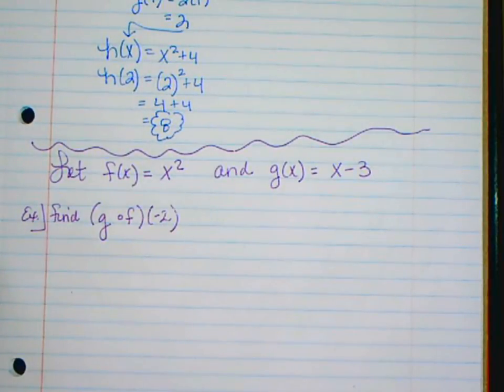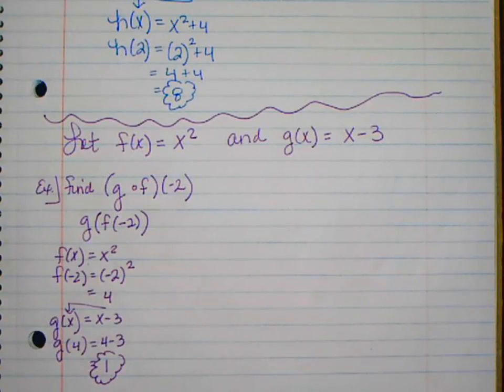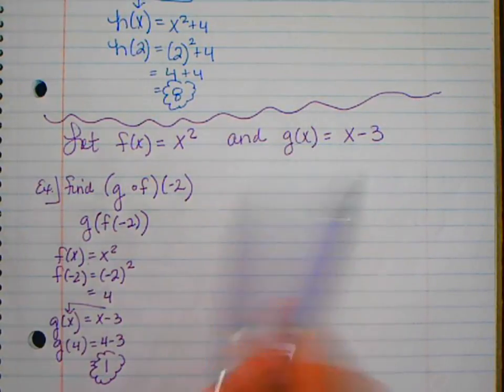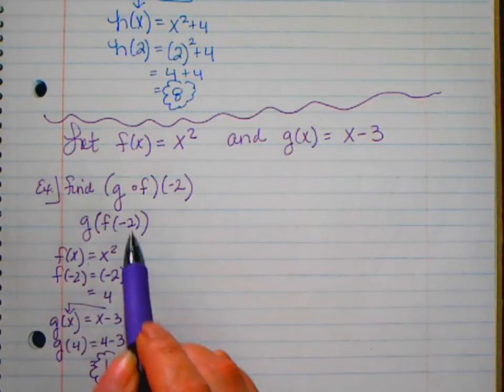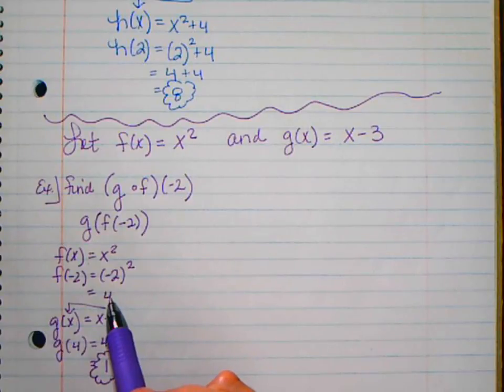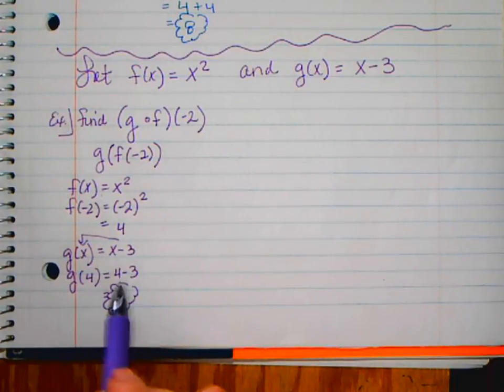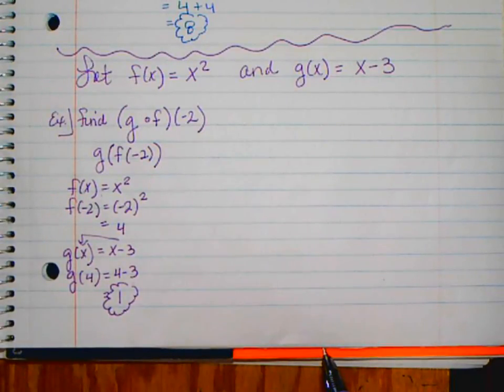Y'all ready to try it on your own? I'm going to pause, try it on our own, okay? Those of you watching at home, pause the video, try this on your own. Okay, so we evaluated function f first at negative 2. And if our input was negative 2, our output was 4. So 4 will become the input of function g, our outermost function. So I plugged in a 4 for x, and then 4 minus 3 is 1. Everybody cool with that? Anybody have questions?